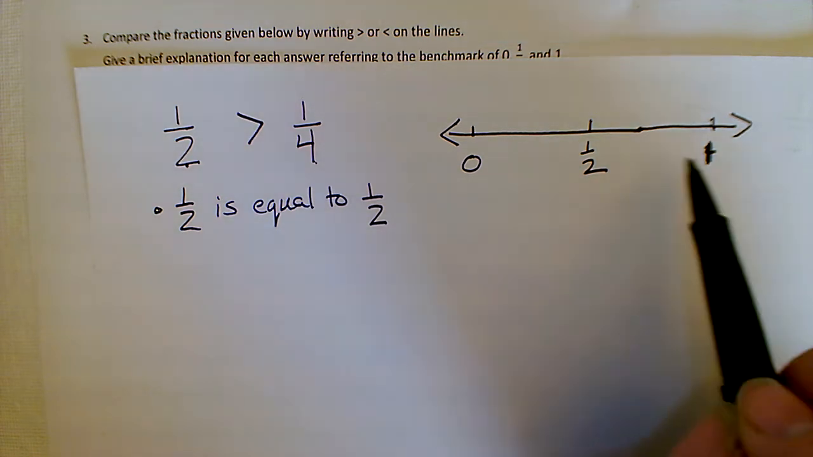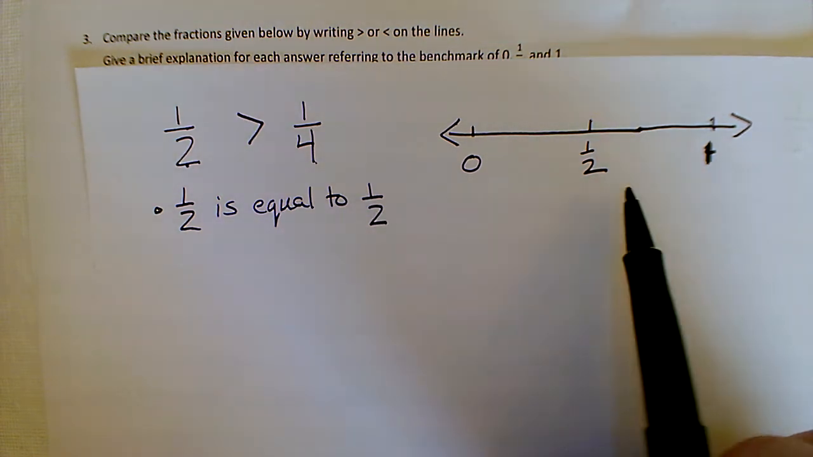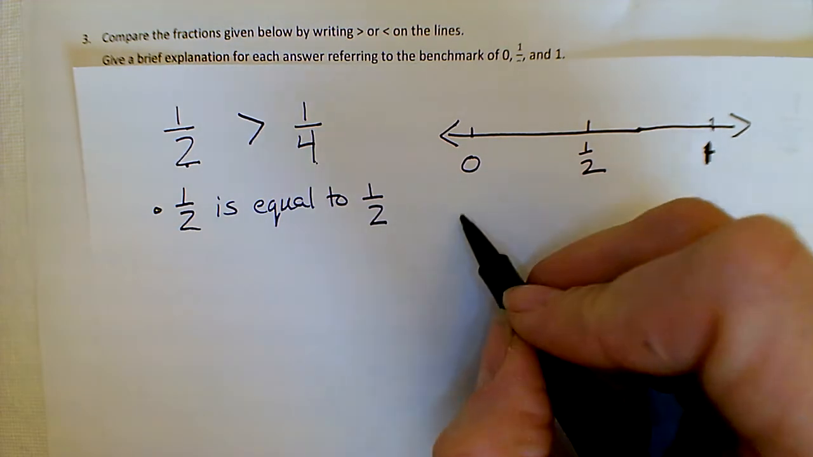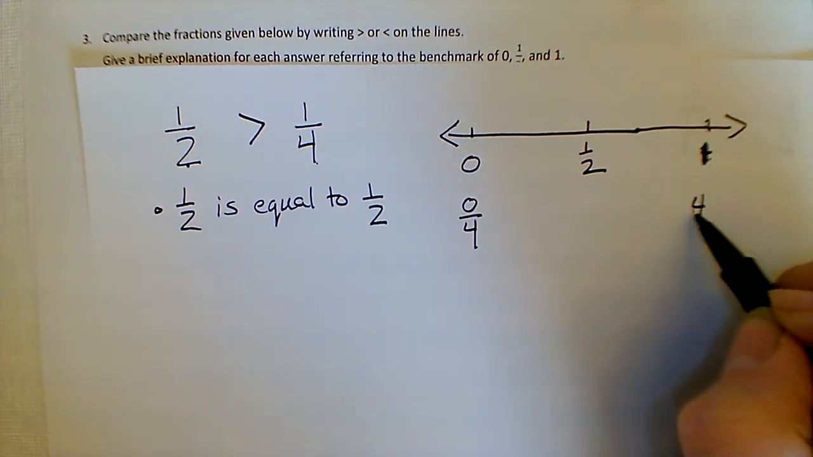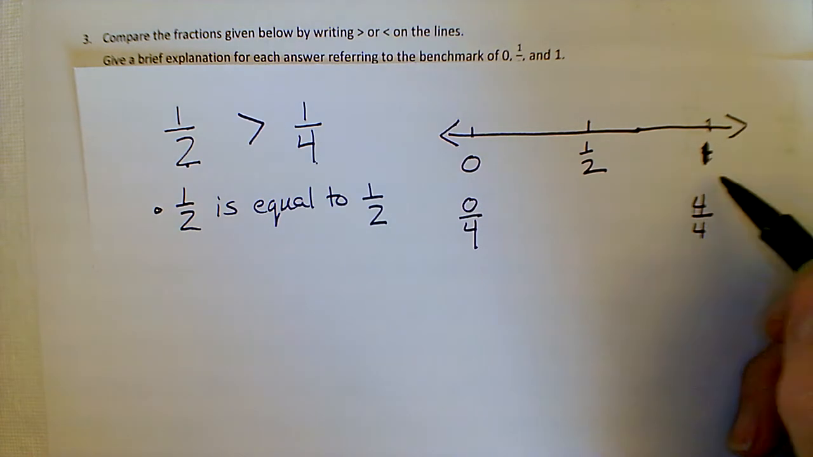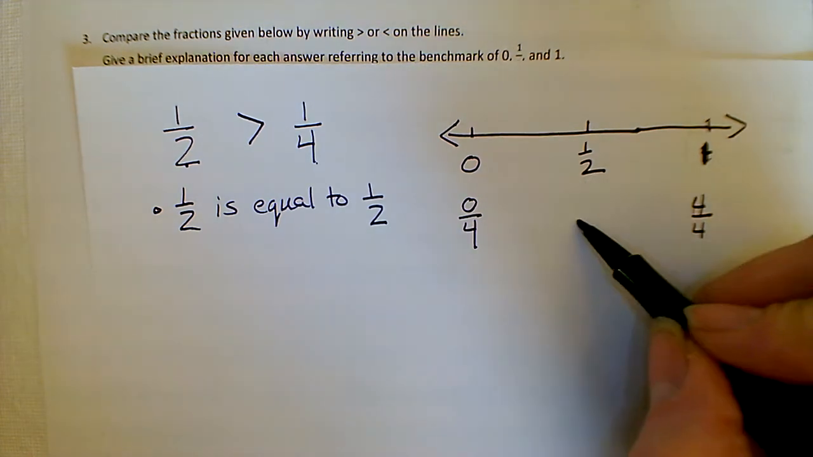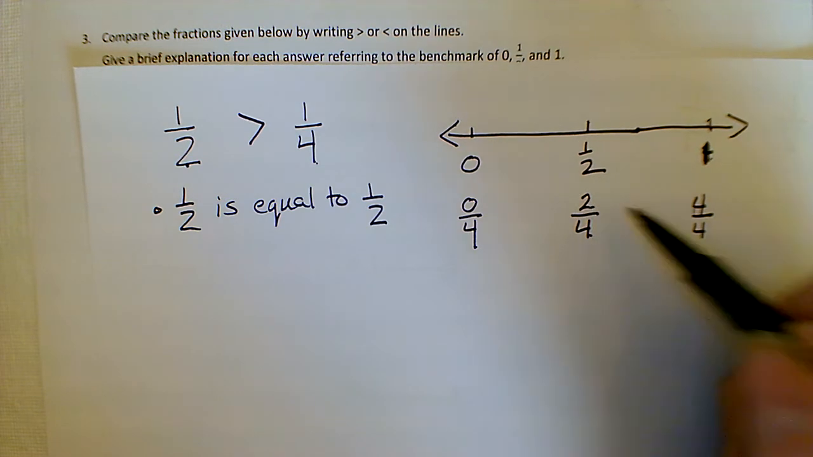Well, let's first rewrite these, and I think this was helpful when we did this in our Google Meet. Let's rewrite all these benchmarks as fourths really quick. So 0 would just be 0 fourths. 1 would be 4 fourths because when my numerator and denominator match, it's 1 whole. And then in the middle, what I have to ask myself is, what is half of 4? Half of 4 is 2.